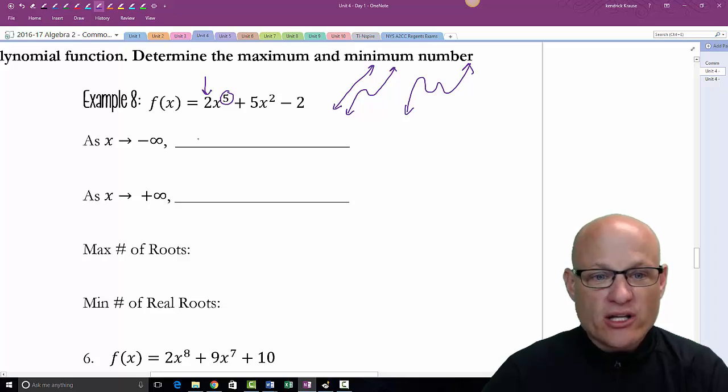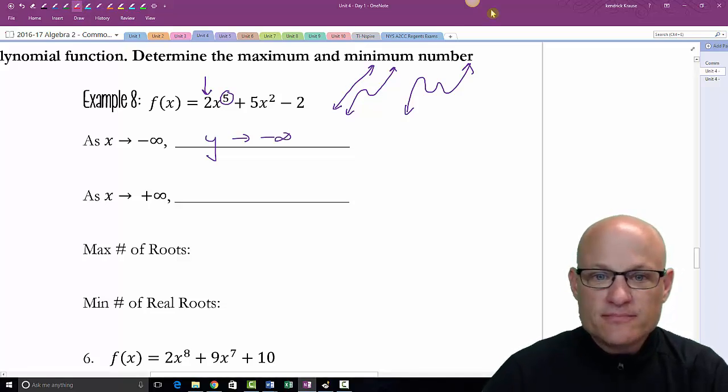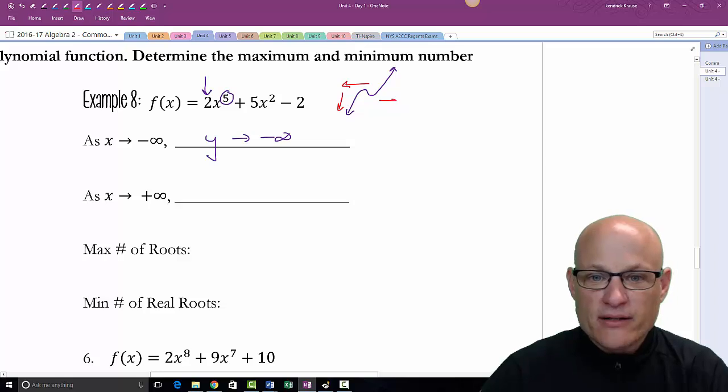So as I go to the left, the y's go to negative infinity. As I come to the left here, let me get rid of this one. I'll get rid of these two. As I go to the left, so I get you more to look at it, it's going down. As I go to the right, it's going up. So y goes to positive infinity.